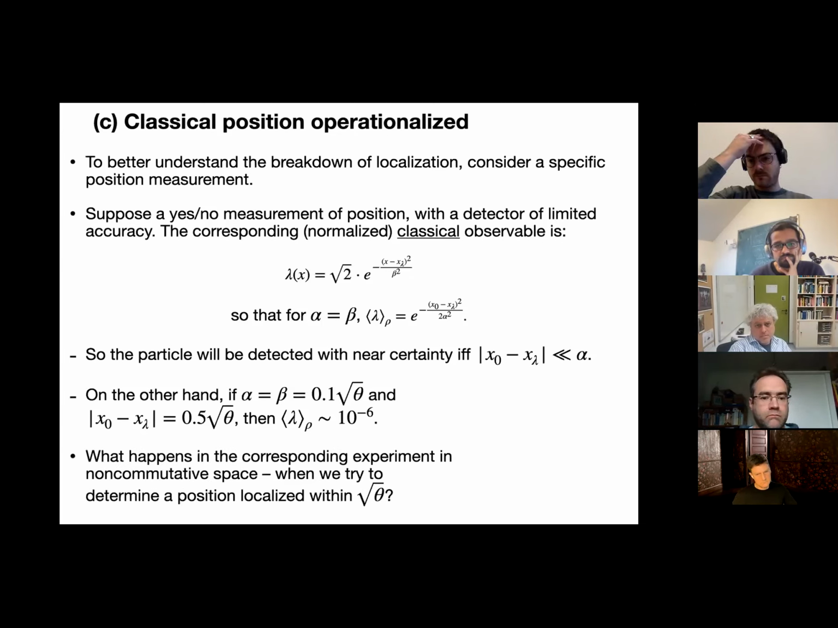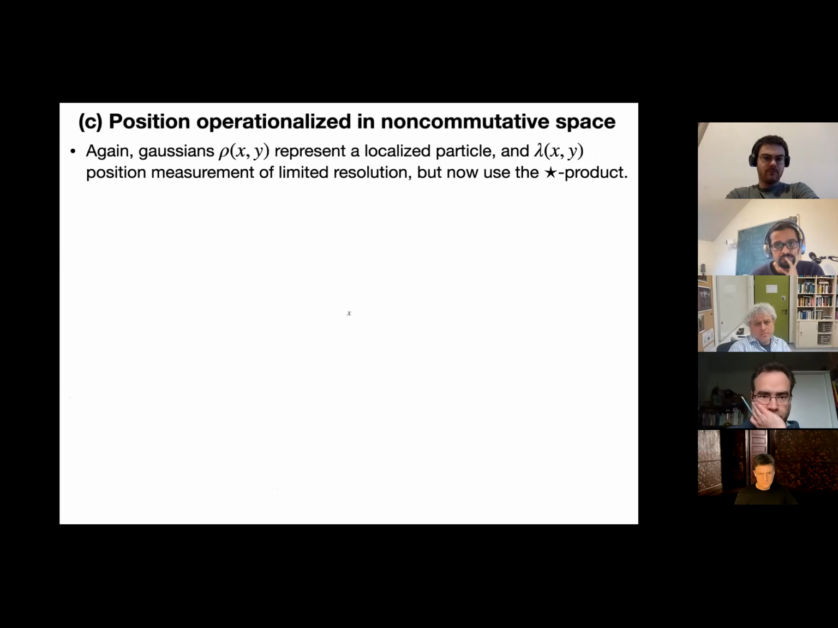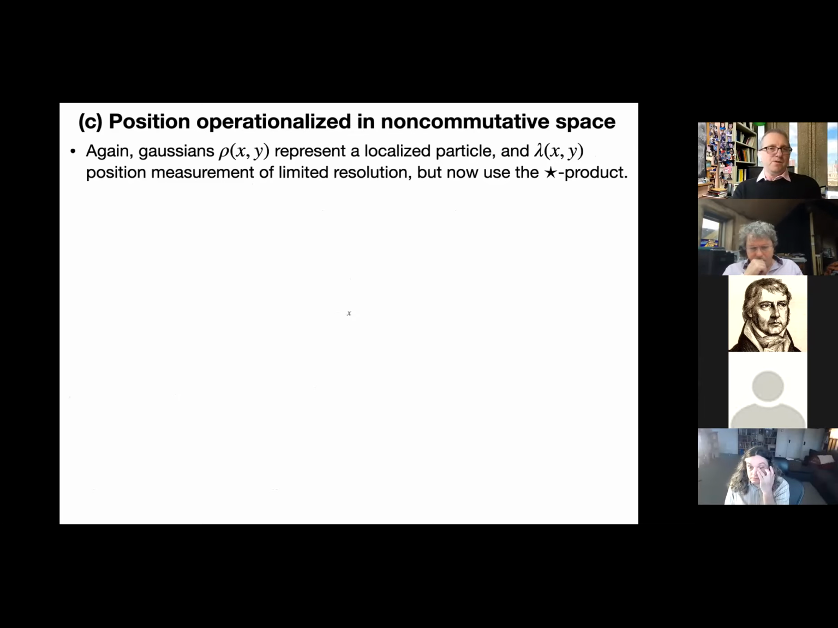So all that makes perfect sense in the classical case. What if we introduce the non-commutation parameter? We have theta, and now x and y don't commute. And we'll again try to perform these measurements. So again, we're going to start with classical Gaussians, one for the localized particle and one for the position measurement. But now we're going to be working in the Weyl representation and using the star product for our calculations instead of the dot product.